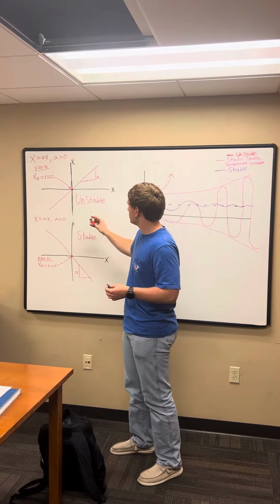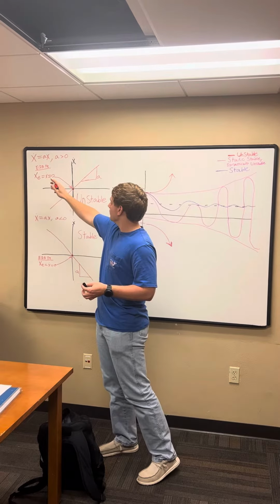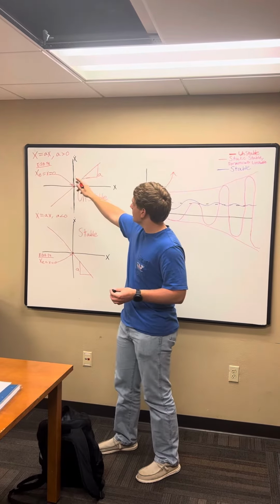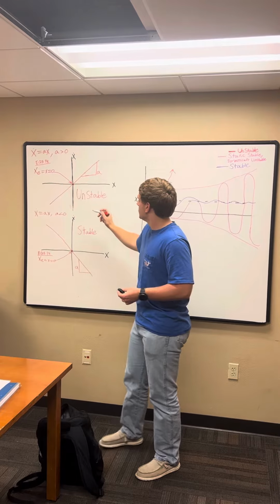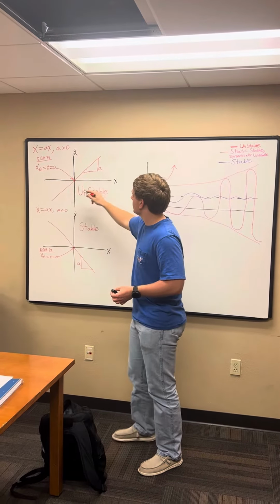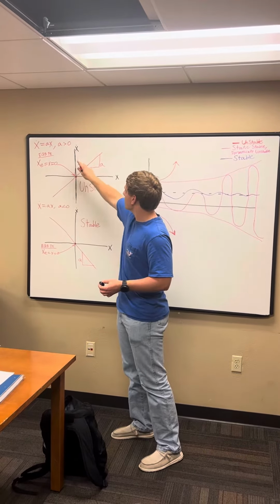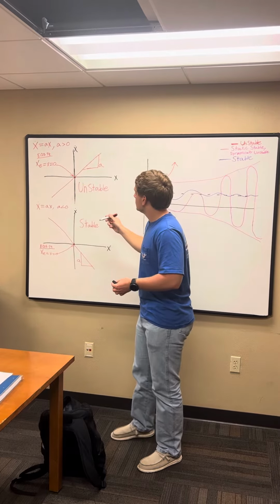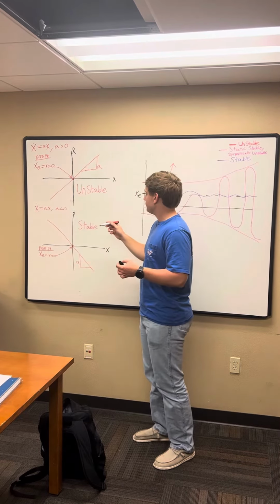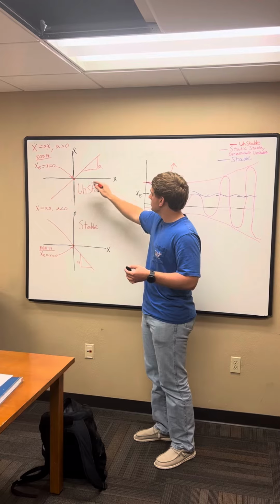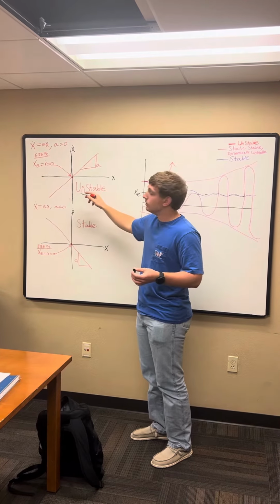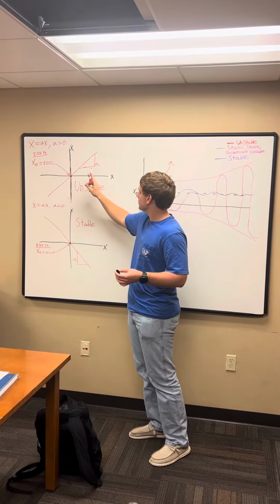Here we have a system that's unstable. The equation is x dot equals ax, where a is positive, and so we get a positively sloped line. Our equilibrium point is at the center, where x dot is equal to 0. This graph is unstable because it crosses in the first and third quadrants.